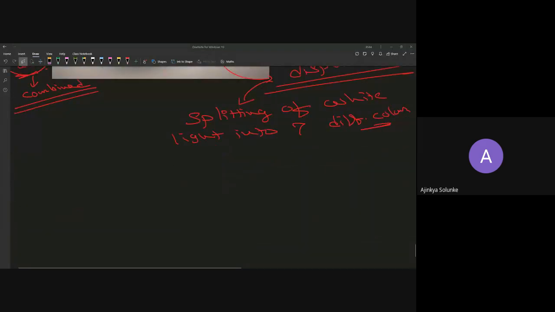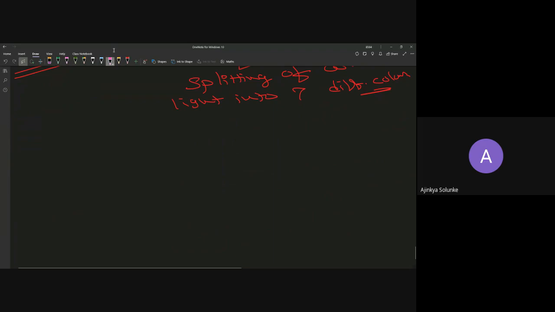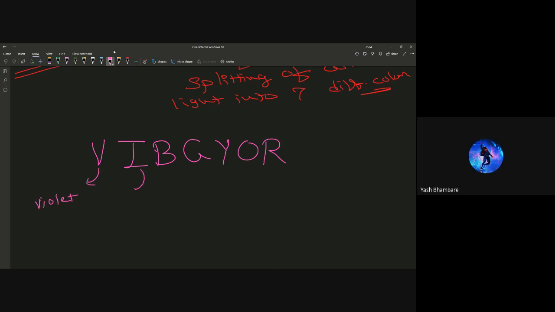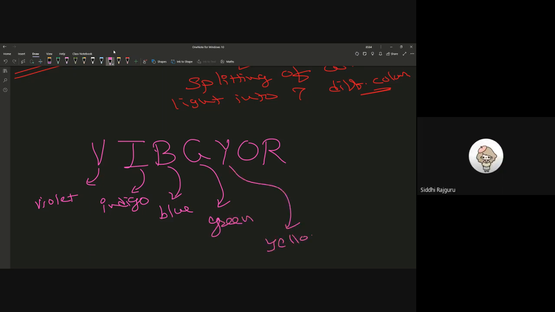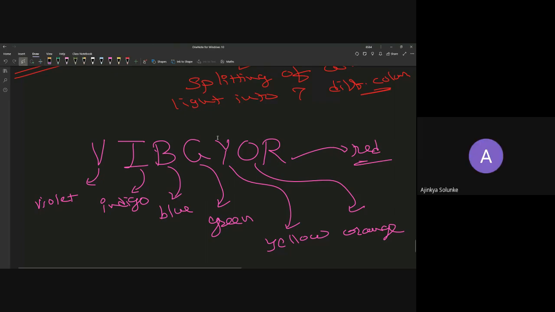Now let us have the names of those. This is an acronym, a mnemonic you can use for remembering this. The mnemonic is VIBGYOR. V stands for violet, I stands for indigo, B stands for blue, G stands for green, Y for yellow, O for orange, and R for red.